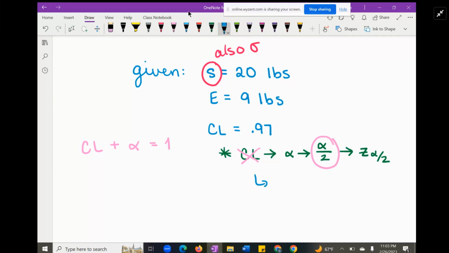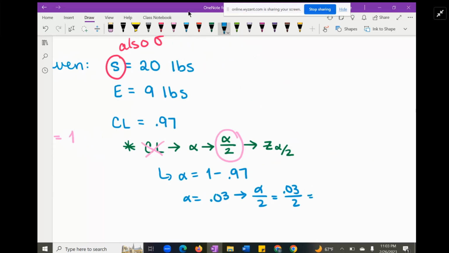So we're going to take the confidence level, subtract it from 1, and we get alpha here is 0.03. On the flip side, we can say that the level of significance is 0.03. And then we're going to take half of that. And so this is going to be 0.015. This is the area that we use to find the z-score.